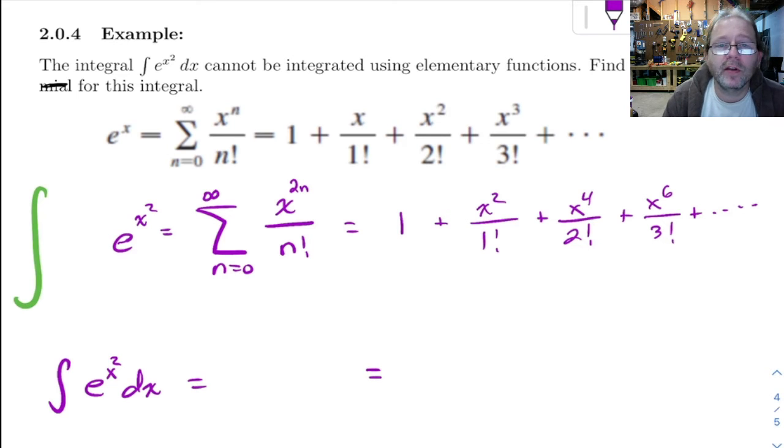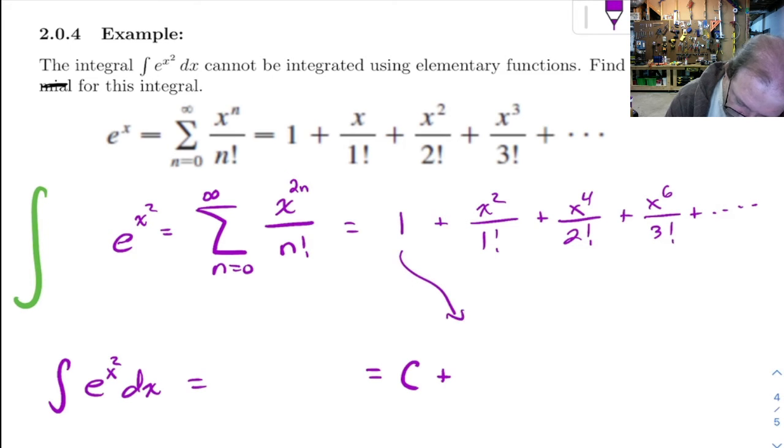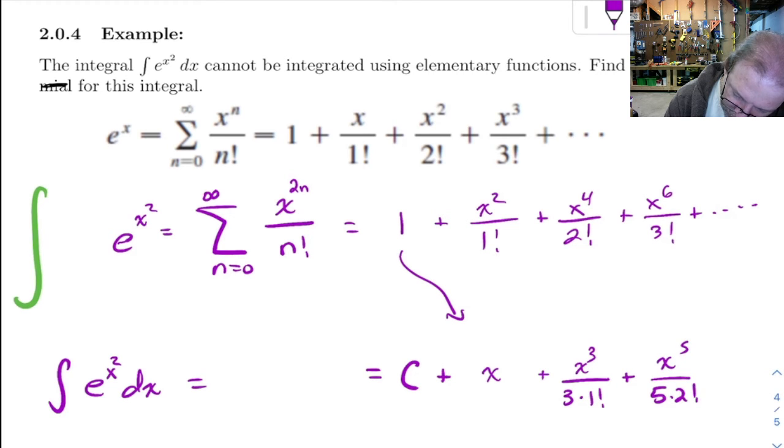So over here when we integrate, we're going to get a constant of integration. So I'm going to put that on the front. And then we're just going to integrate this term by term. So you integrate 1, you get x. Integrate this, you get x squared, or no, you get x cubed over 3 times 1 factorial plus x to the 5th over 5 times 2 factorial plus x to the 7th over 7 times 3 factorial plus etc.